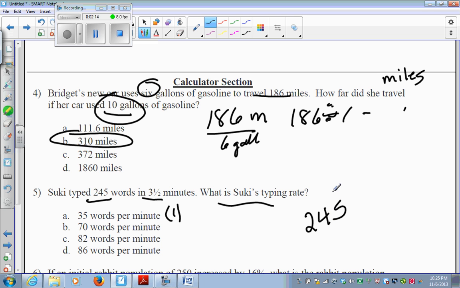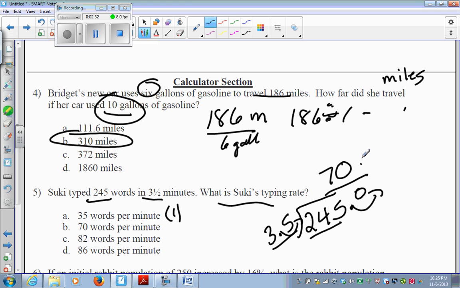A little bit neater. 245 divided by 3.5. So I'm moving my decimal point over one place to the right to make that a 35, which means I've got to move this one over one to make it 2,450. 35 goes into 245 7 times. Just tack on this 0 right here. Shift my decimal straight up. So that means he types 70 words per minute.